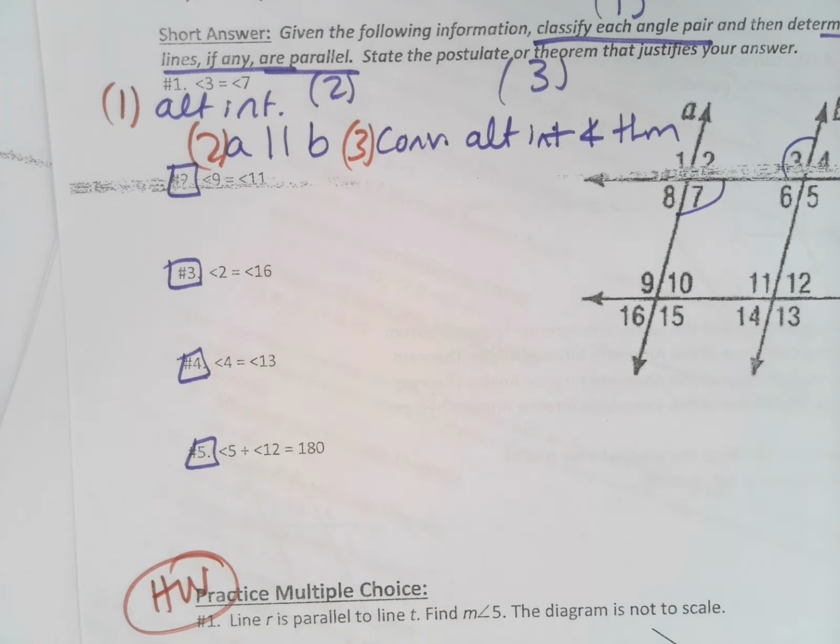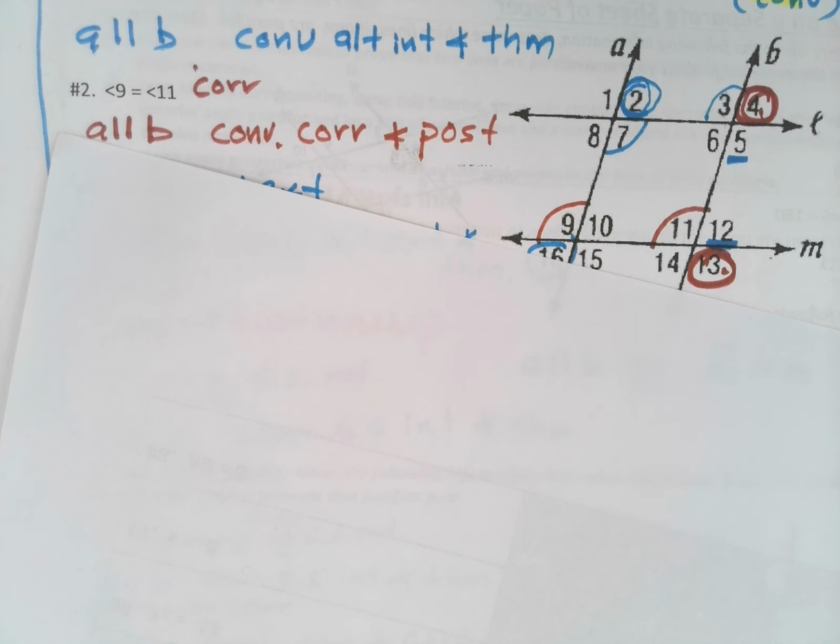What's this like? Postulate. That's the only one that's a postulate. The rest are theorems. Wrong, it's A to B. Yes, because 9 is on line A and 11 is on line B. These are the 2 parallel lines that make up this relationship.